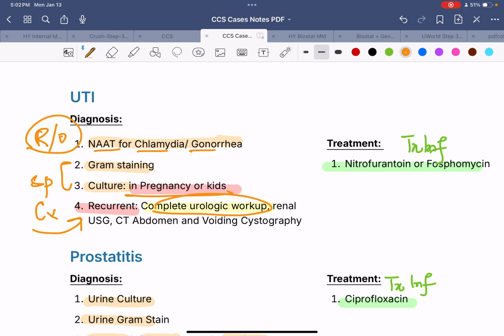But specifically, we can do a renal ultrasound, CT of the abdomen, and voiding cystography, in which of course we are going to see whether the patient has posterior urethral valves or some sort of reflux, vesicoureteric reflux taking place, right? So this is the order: first the simplest, renal ultrasound, and then we are going to move to the VCUG as well as the CT of the abdomen. And the treatment for simple UTIs will be nitrofurantoin or fosfomycin, and if the patient is non-pregnant, we can also give trimethoprim-sulfamethoxazole or ciprofloxacin.